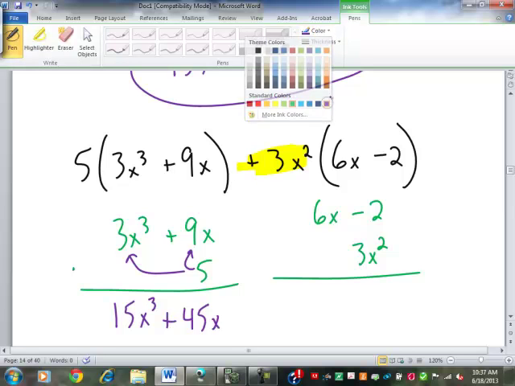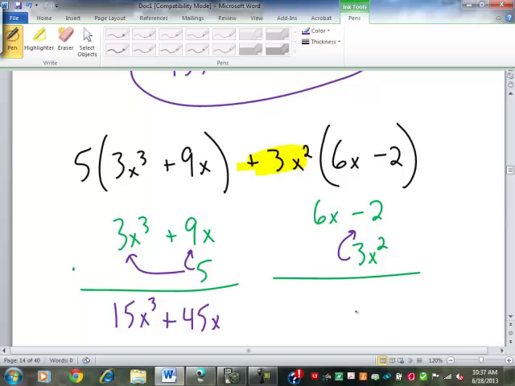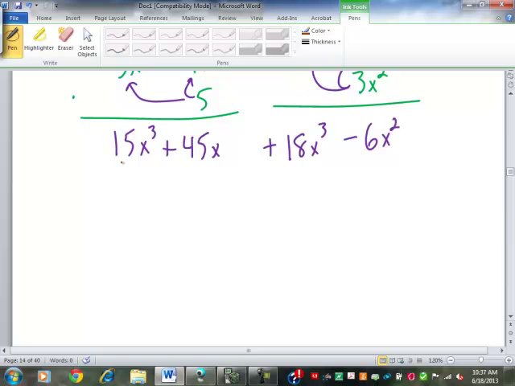So we go ahead and we multiply. 3x squared times negative 2. Negative 6x squared. Good. 3x squared times 6x is 18x cubed, or x to the third. And it's a positive, so I'm going to put a plus there. Are we done? No. We can combine 15 and the 18x cubed to get 33x cubed, or 33x to the third.